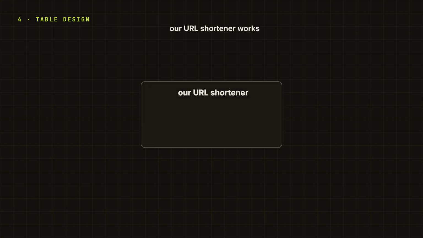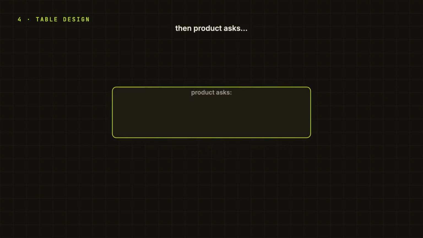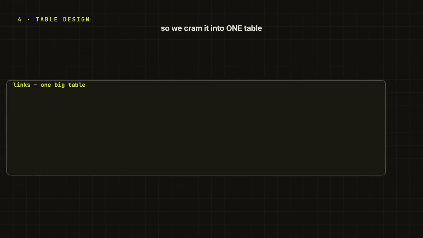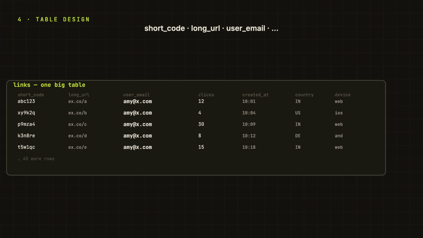So let's say our URL shortener is working now. We can create links, redirect users, run a few simple SQL queries. Nice. Then product asks a very normal thing. Show me all links for this user with the owner's email and how many clicks each link got. And we do the most common thing. One big table which contains short code, long URL, user email, click count, created at, country, device, everything.